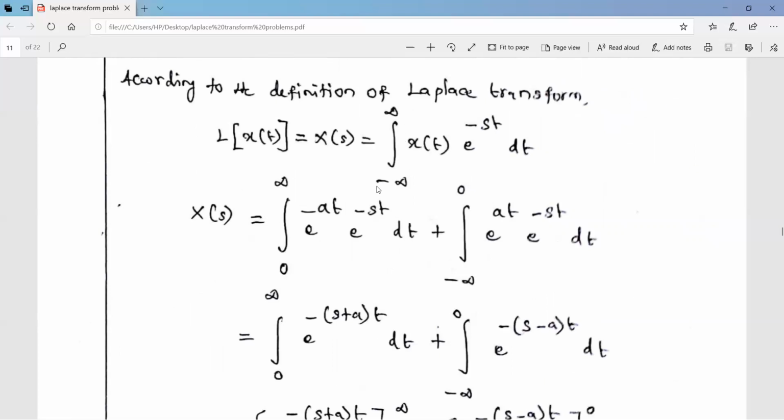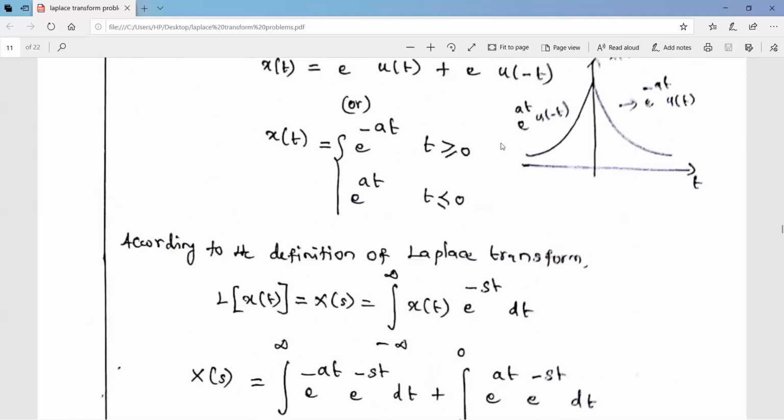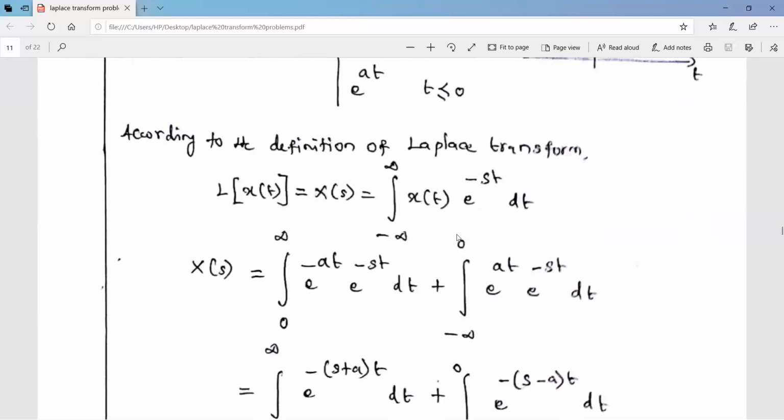So this integration we are splitting into two integrations. One is 0 to infinity, another one is minus infinity to 0. Okay, so during the positive time, 0 to infinity, what is x of t? It's a e power minus at, an exponentially decaying signal. Okay, for t greater than 0, it is a e power minus at, into the given formula, e power minus st dt is there, plus for the negative time, that is minus infinity to 0.